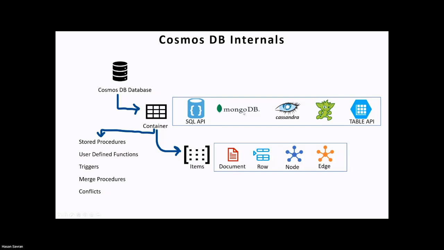Also, your data can be named document if you pick the SQL API. Your data can be named row if it's a table API. If it's Gremlin, it can be node or edges. Really, that depends on which container type or which API you pick. The naming can be different depending on that.